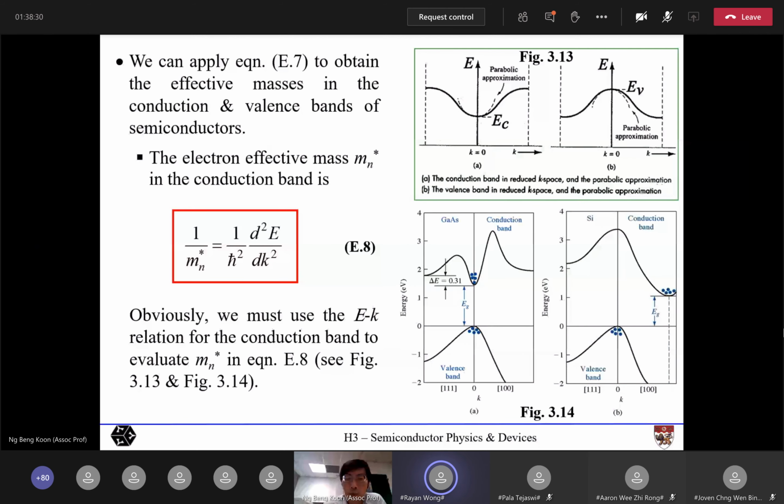The effective mass is positive because if you take the second derivative of a minimum parabolic curve, you will get a positive value, right? At a minimum point, if you do a second derivative, you get a positive value. If it's negative, it's a maximum point. So in the case of the conduction band, if you do a second derivative, you find that the value you get will be positive.